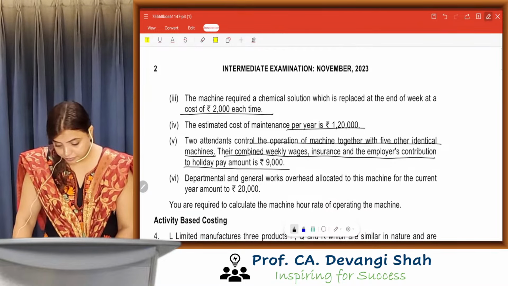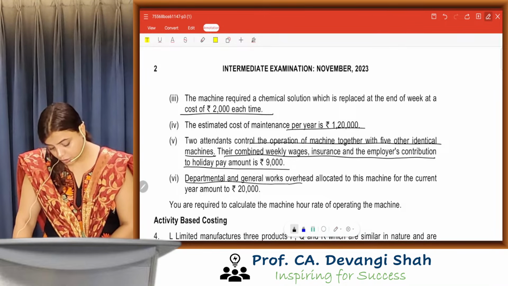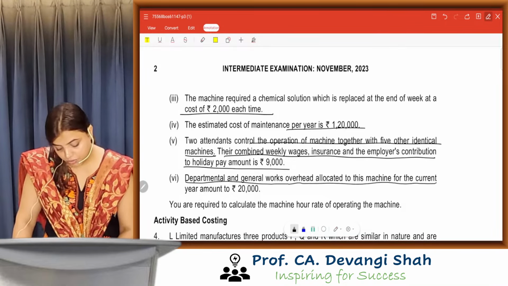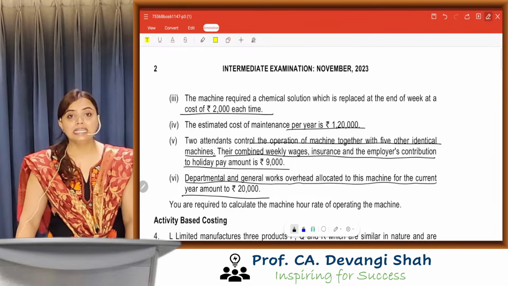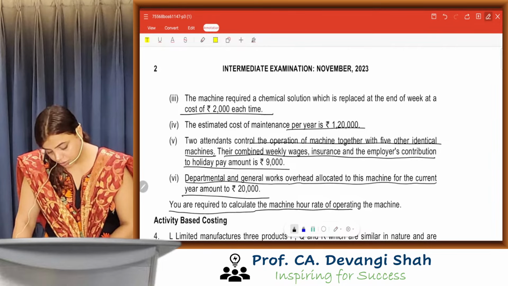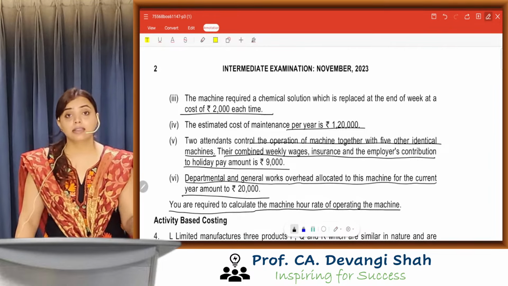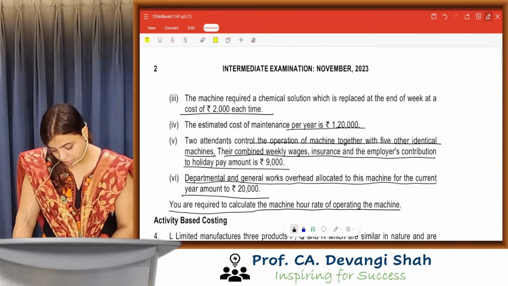Departmental and general works overheads allocated to this machine for the current year amount to 20,000. You are required to calculate the machine hour rate of operating the machine. Meaning, how much does it cost to run this machine for 1 hour? They have asked for MHR.